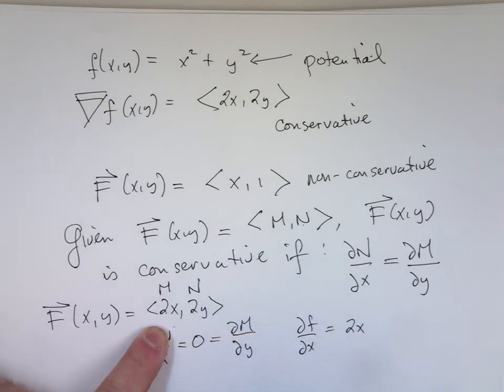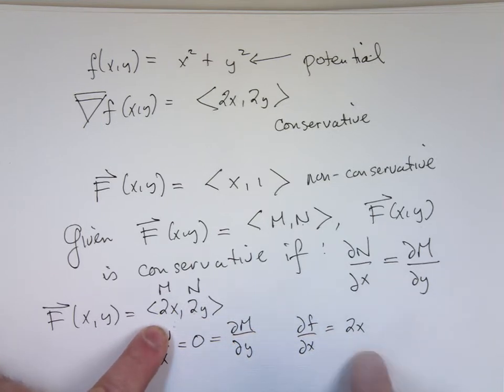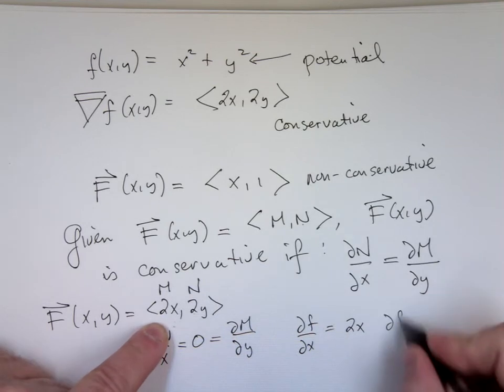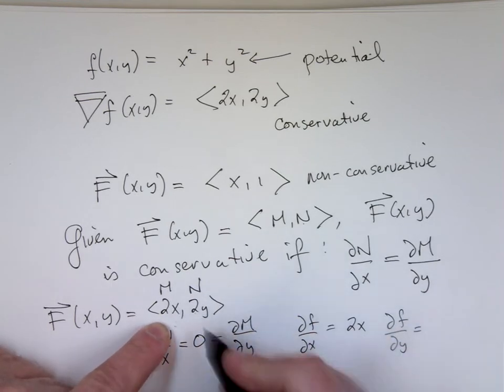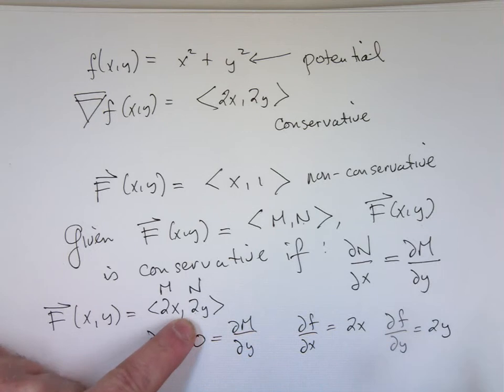In other words, how do you make the gradient? It's what Liam just said. You make the gradient by taking the partial with respect to x, and the partial of the function with respect to y must be equal to 2y. That's how you make a gradient. Take the partial with respect to x, that's the x component. Take the partial with respect to y.